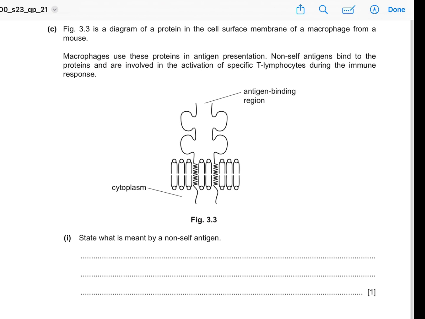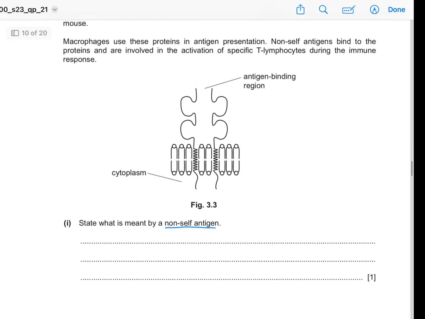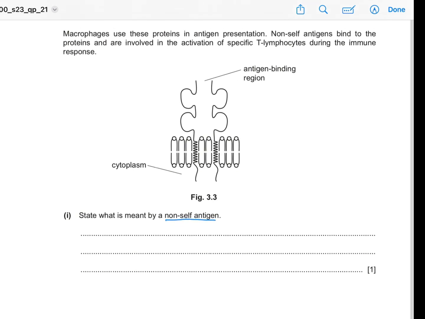So the reason the body doesn't normally attack its own cells is because the antigens found on the cells of the body are recognized by the immune system as self antigens, whereas non-self antigens will immediately activate an immune response. This is why in autoimmune diseases, the body will attack itself because it loses the ability to differentiate between self and non-self antigens.